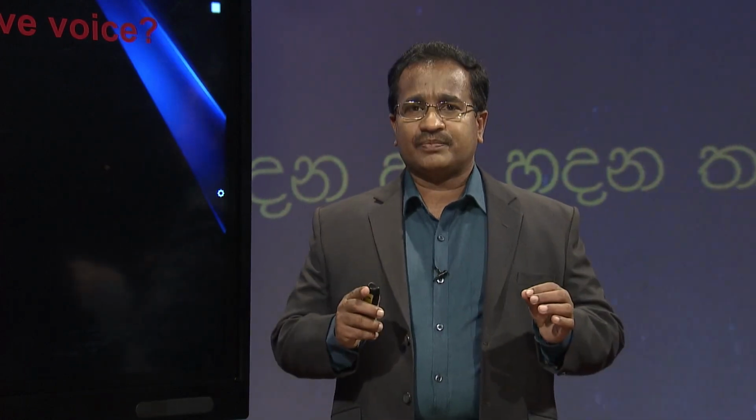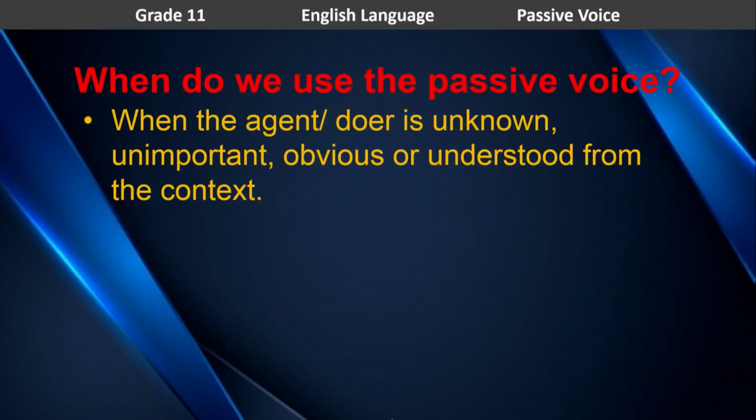Before we start converting active voice sentences into passive voice sentences, I am going to tell you the occasions, the instances in which we use passive voice sentences. Look at these examples. We generally use passive voice sentences when the doer or the agent is unknown, or sometimes when we can easily understand from the sentence itself who the doer or the agent is. Generally such sentences are written in passive voice.